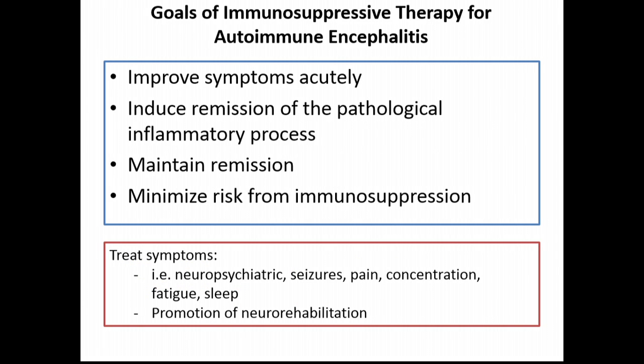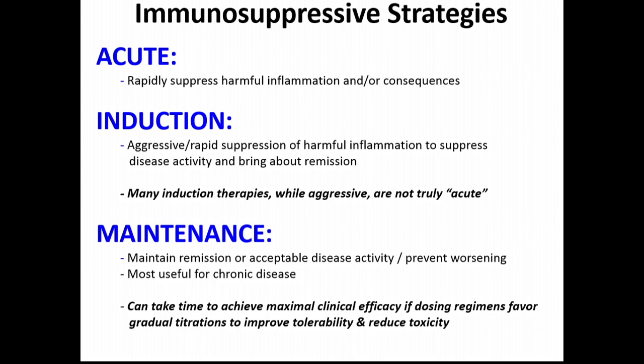So let me just speak very briefly about immunosuppressive treatment. Let me just say up front that there are no randomized controlled trials. This is expert opinion. It varies by center, but in general, I think this represents a mainstream consensus about approaches. The idea here is that you want to improve symptoms acutely, you want to induce remission of the pathological process, and then maintain remission and minimize risk from the treatment. And then, of course, treat the symptoms.